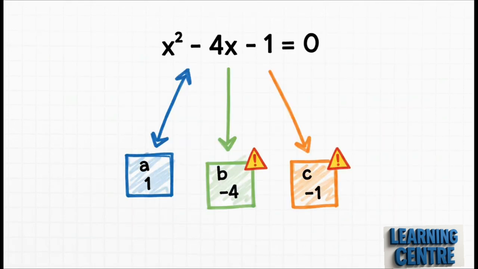So let's try it out on an equation that would be a real headache to factor. X squared minus 4x minus 1 equals 0. The very first step is just to identify our constants. So a is the number in front of the x squared, which is just 1, b is negative 4, and c is negative 1. And you've got to be super careful with those negative signs.